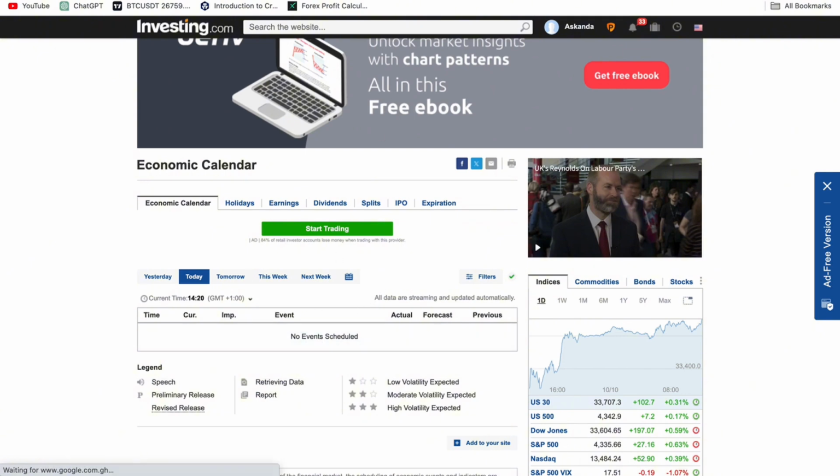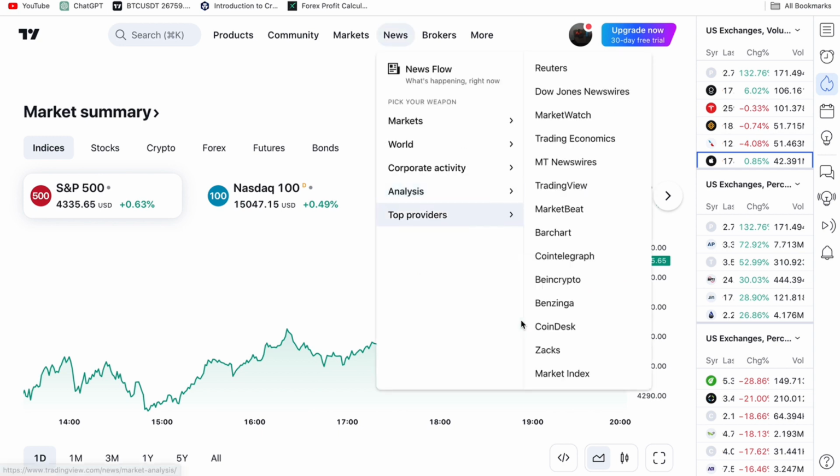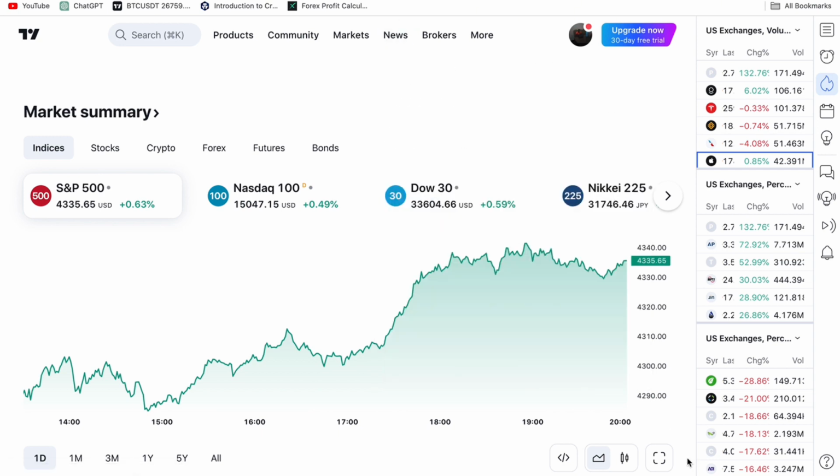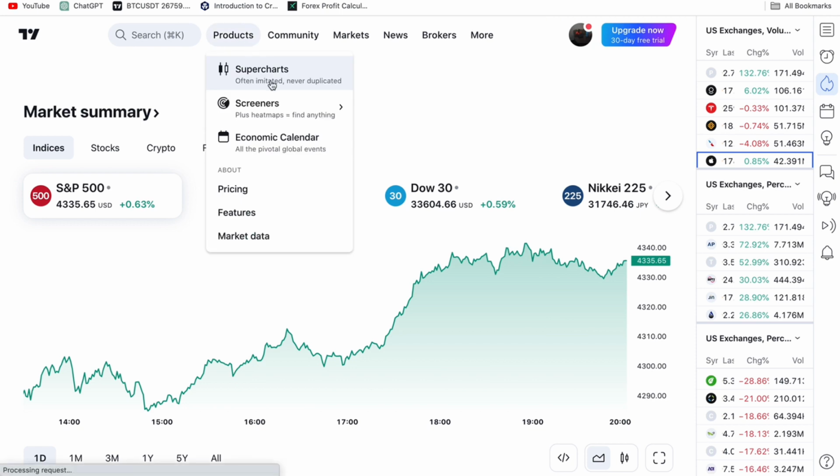The next thing is for us to select a perfect pair. We can select NASDAQ, US30, gold, GBP/USD or EUR/USD. Select the popular pairs that people are trading. So we'll go to Super Chart here. We just click on product, go to Super Chart.